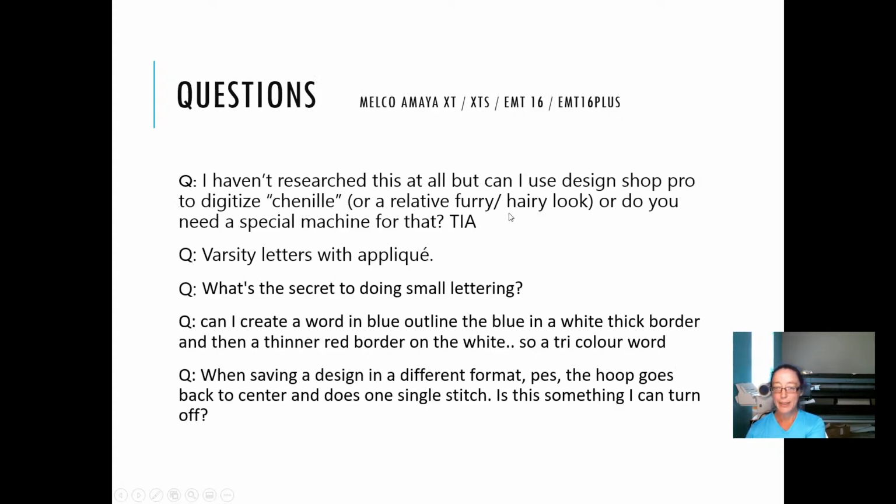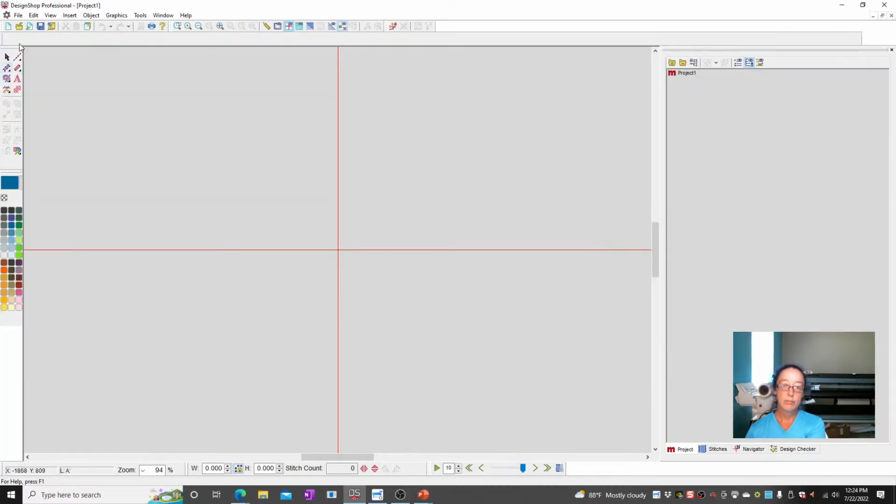All right, so let's see, what else do we have? Can I create a word in blue? So you want two outlines on a word. Sure. There's a bunch of ways you could do it. It's really, how do you want to do it, right?